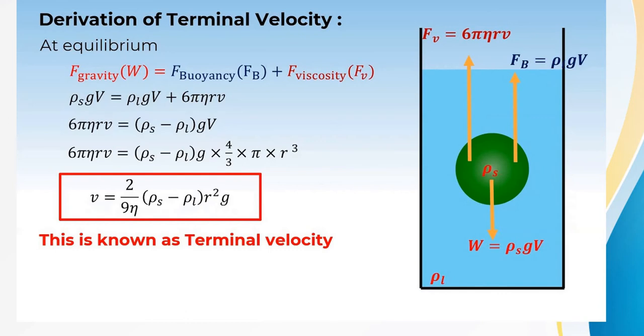So here we can see the diagram. We are considering a spherical solid object. Which forces are acting? Weight is acting vertically downwards. Viscous force is acting vertically upwards, and buoyant force is also acting vertically upwards. Here we are considering rho s as the density of the solid and rho l as the density of the liquid.